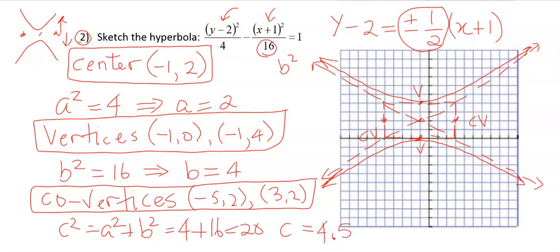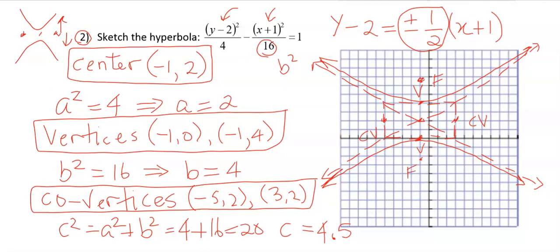All right, so again, I have to go up and down 4.5 units from the center. 1, 2, 3, 4, 4.5. Now, yeah, there's one focus way up there. And 1, 2, 3, 4, 4.5 blocks down the other way. There's my other focus down there.